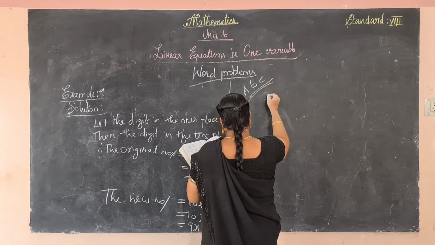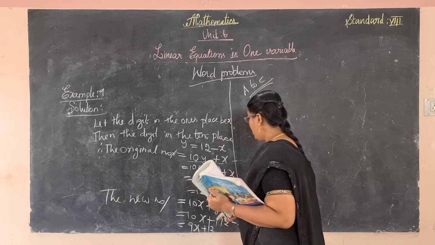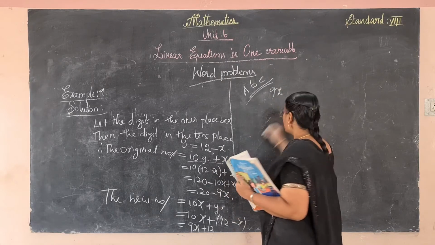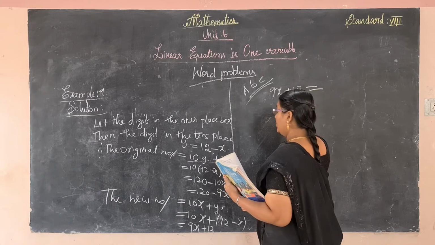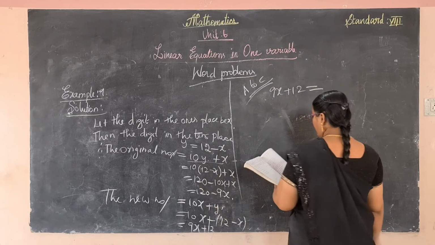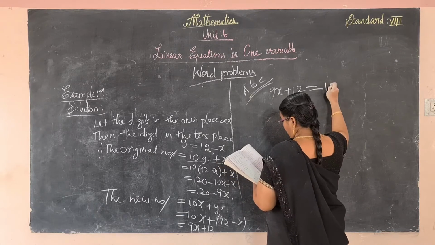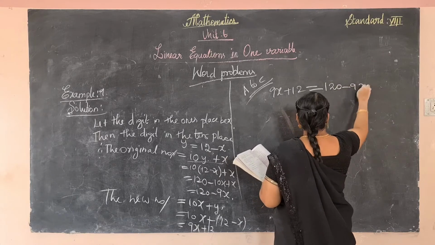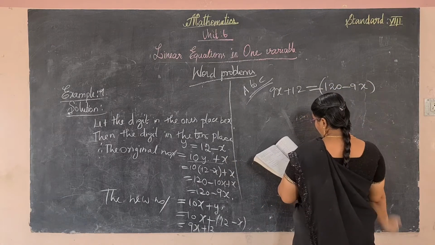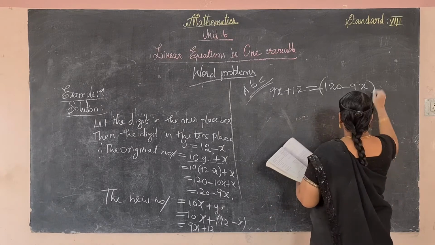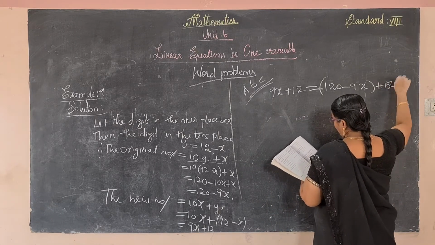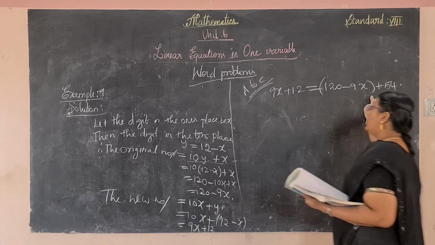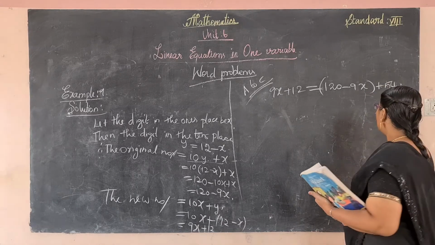What is the new number? The new number is formed by reversing, so 9x plus 12 is equal to the original number, 120 minus 9x, plus 54. The new number exceeds the original number by 54. So which one is the original? This one is the original number. Exceed means add 54.